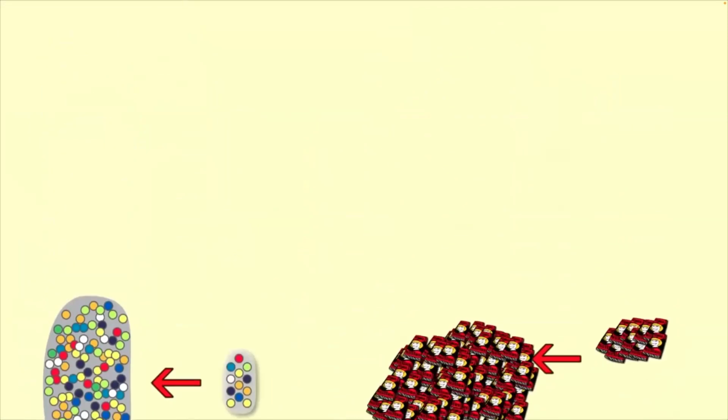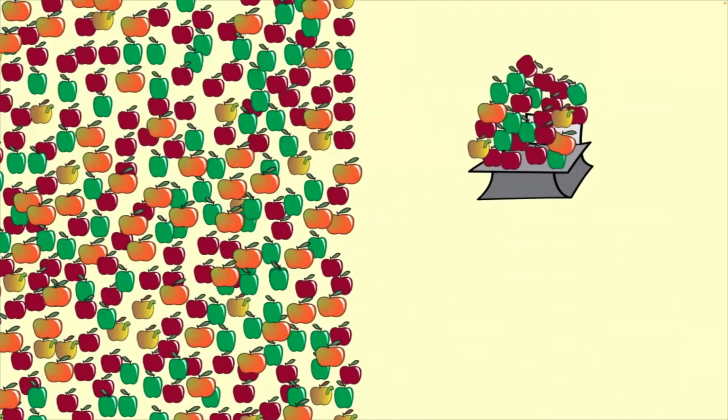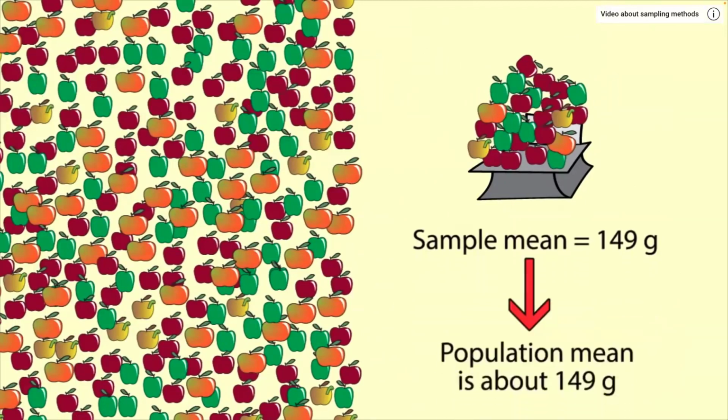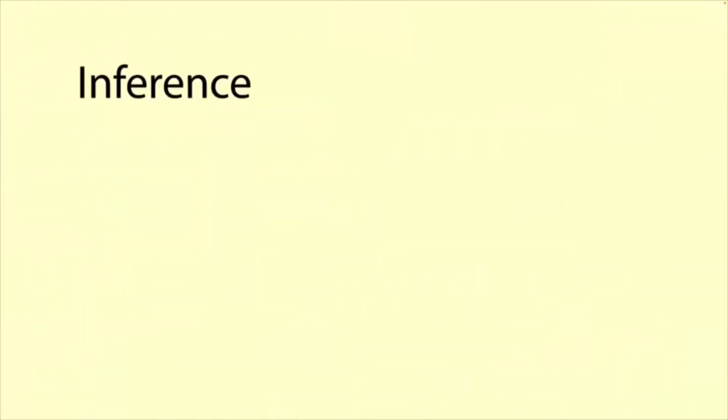For example, we want to know about the weights of the apples in the orchard, so we take a sample of apples and weigh them and use that information to draw conclusions about the weights of apples in the whole orchard. There are three main ideas underlying inference.